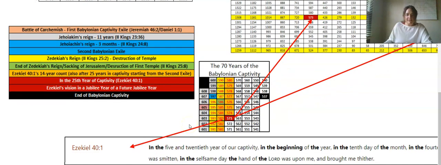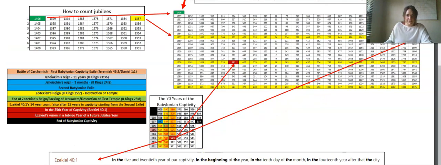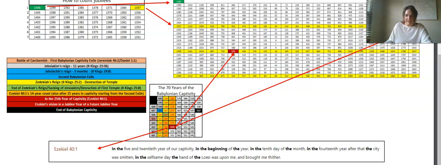What we learn from Ezekiel is down here in his verse that is central to understanding the timeline of Bible prophecy. In the 25th year of our captivity, in the beginning of the year, in the 10th day of the month, in the 14th year after that the city was smitten, in the selfsame day the hand of the Lord was upon me and brought me thither. What you'll learn about that is he was taken in a vision to the top of Mount Moriah to look down on the city of David to see where the temple was going to be rebuilt in the future and to prophesy about the precise dimensions of that temple for the Jews to build it post Gog and Magog. That's the gist of that.